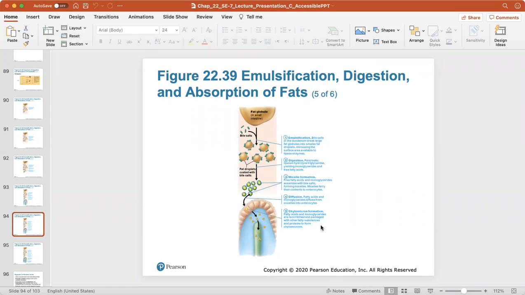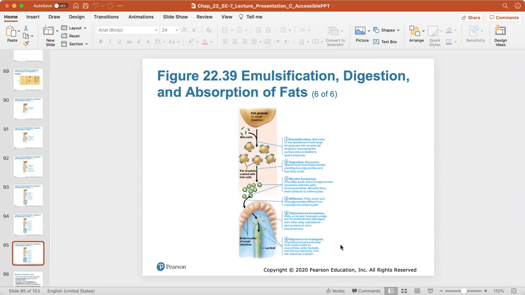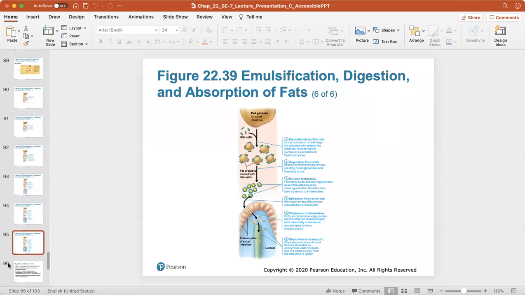The chylomicrons are then formed, where the fatty acids and monoglycerides with other fatty substances and proteins form a chylomicron. And then the chylomicron can be extruded from the enterocytes. Through exocytosis, they enter what we call the lacteal. And the lacteal is what will transport the fatty acids then away from the intestine in the lymph.